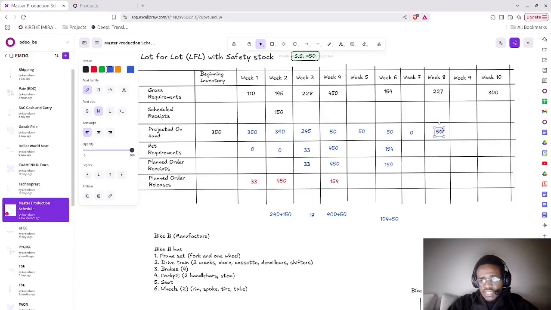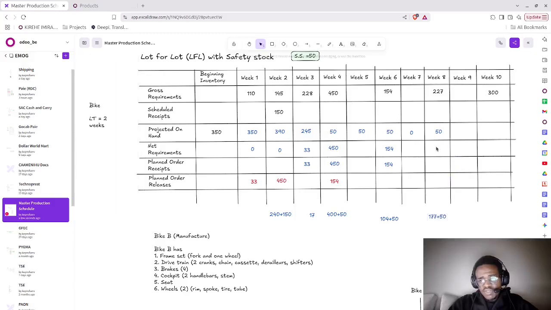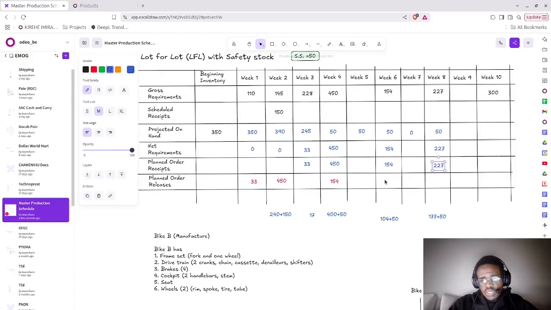So if we have 50 and we have a demand of 227, it basically means that we have a net requirement of how much? I think it's 177 plus 50 should give me 227. But remember, we always have to have a safety stock of 50. So this is just my rough work. So we need to buy 227. We must receive the 227 in week 8. And for us to receive them in week 8, we must order them in week 6. So that's in red.